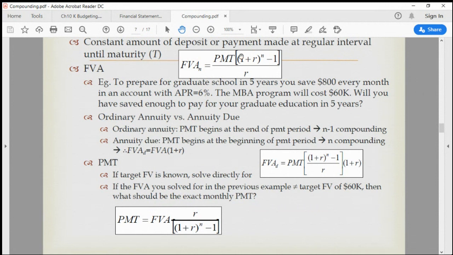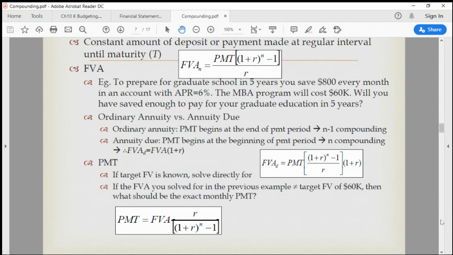So that's the deposit, times 1 plus R raised to N, minus 1, over that periodic rate. This R is, of course, the periodic rate, the monthly rate. This N is the total number of compounding periods, which is 60 in our example. We can use this formula to find our solution. In other words, how much those $800 will accrue to. We're going to get to that soon.